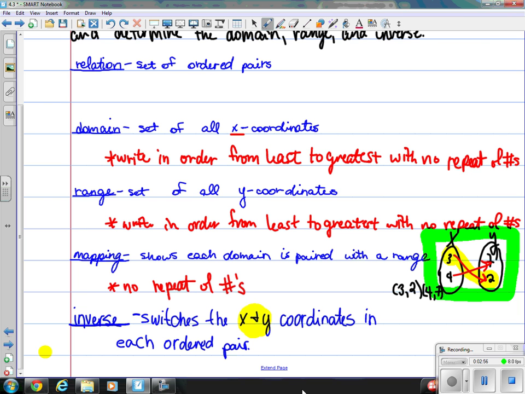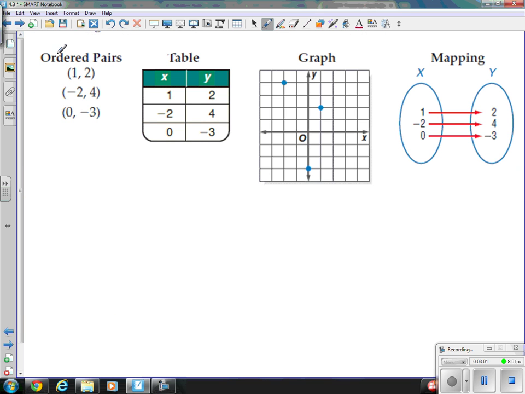Now on this next part, you don't have to write it out. I'm just going to show you all the different ways you can write a relation. So relation is a set of ordered pairs. So here's the ordered pairs. You get 1, 2, negative 2, 4, and 0, negative 3.